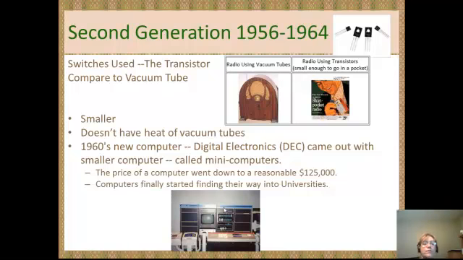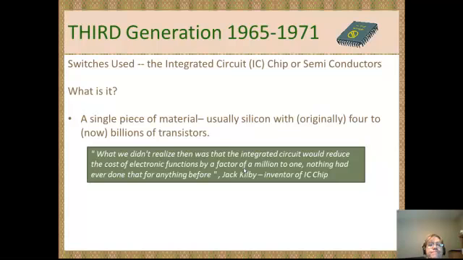One of the new types of computers that came out was called the minicomputer. Now, you might look at this image here and say, that is not miniature. But compared to the first generation of computers, this was considered mini. The price of the computer went down to a reasonable $125,000, and computers started finding their way into universities.